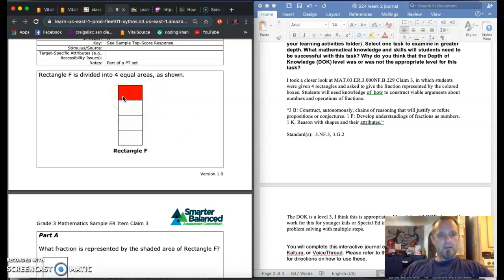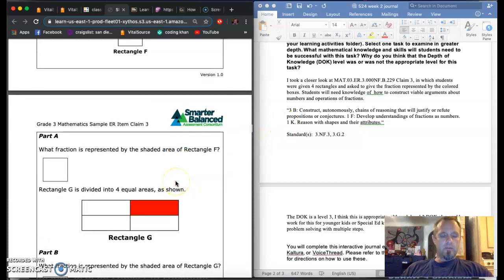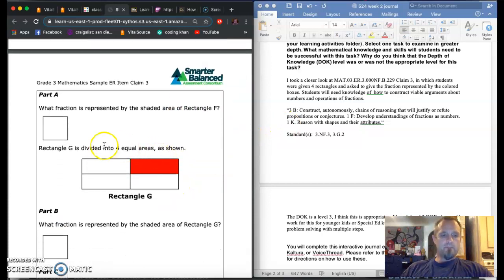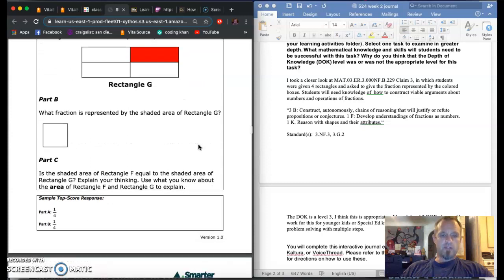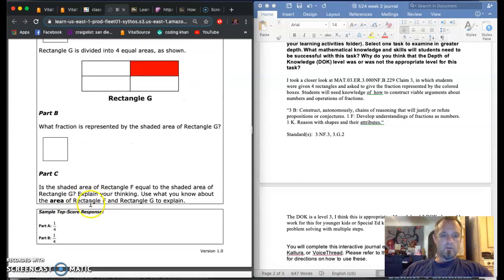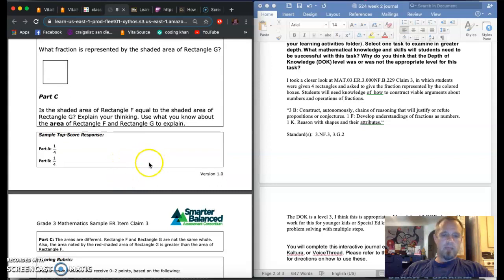Dividing a rectangle into 4 squares, or 4 rectangles, in order to highlight the fact that one of the 4 is colored, therefore making it 1/4. And they do this again with the second rectangle, where one of the 4 is colored, making it obvious that 1/4 is the fraction to answer.